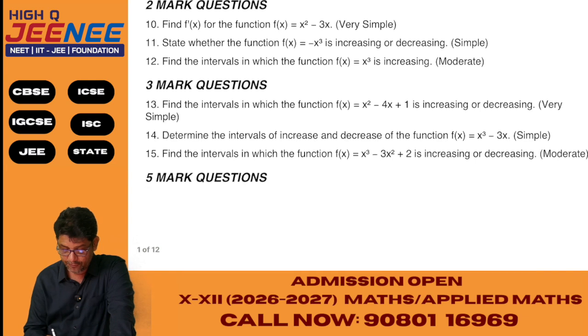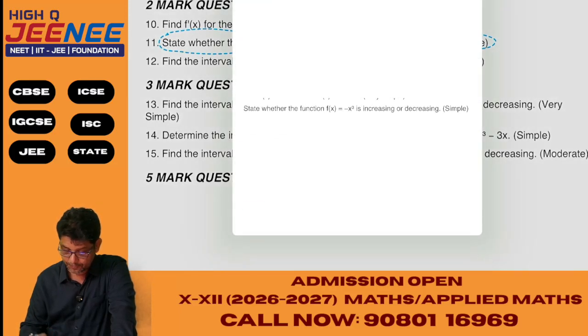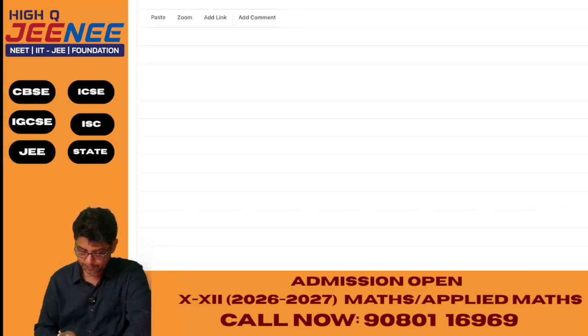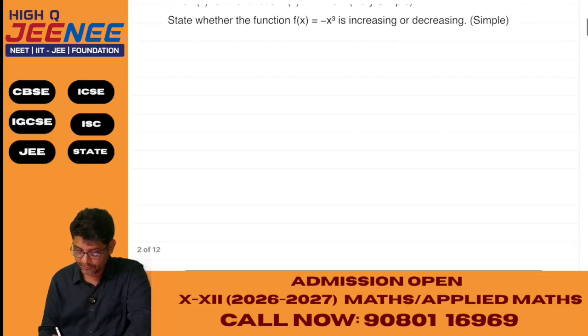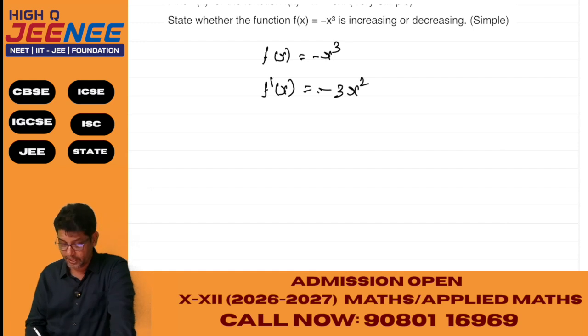State whether the function f of x equals minus x cube is increasing or decreasing. So we have to check whether the function is increasing or decreasing. Now listen here. What is step number 1? Identify f of x. That means f of x is equal to minus x cube. Step number 2, f dash of x is minus 3x square. Listen here. Here we cannot find the critical point; the critical point is going to be 0. So here we can directly get the answer.